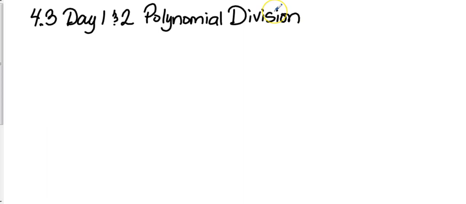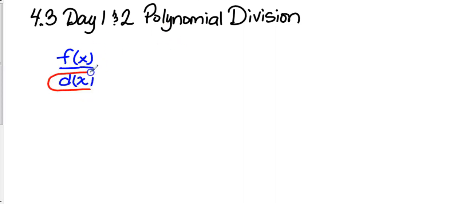I will be changing up the colors, so if you have a highlighter, go ahead and grab one so we can have the same types of notes. So the first thing we're going to talk about is our notation. So when we divide, let's say I had one function, I'm going to call that f of x, and I was dividing it by another function, we'll call that one d of x.